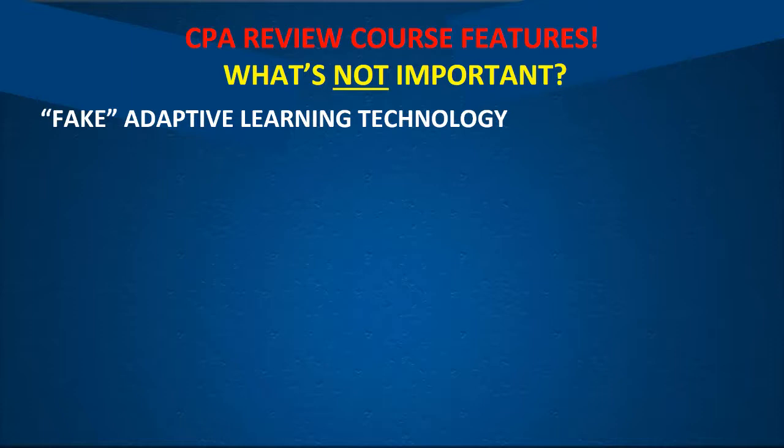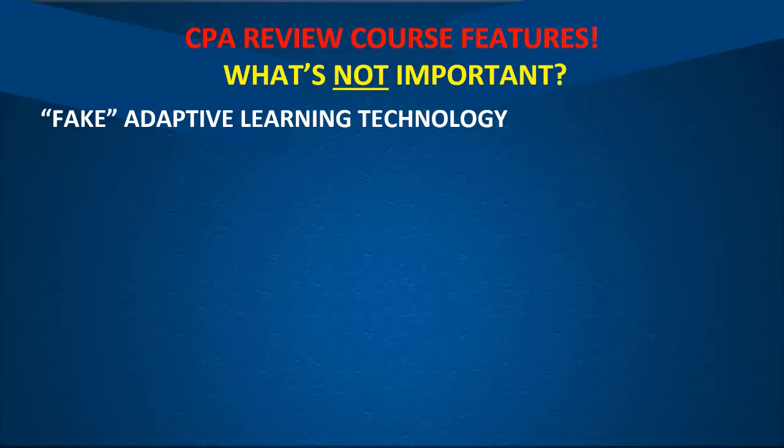So adaptive learning can automate some of the process, but again, if you invest in a CPA review course with adaptive learning technology, make sure there's an option to where you can manually look at what you're studying as well, and not just rely 100% on this algorithm.